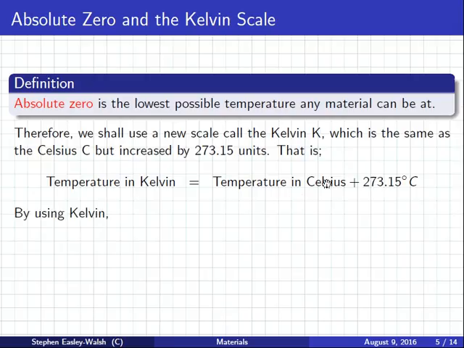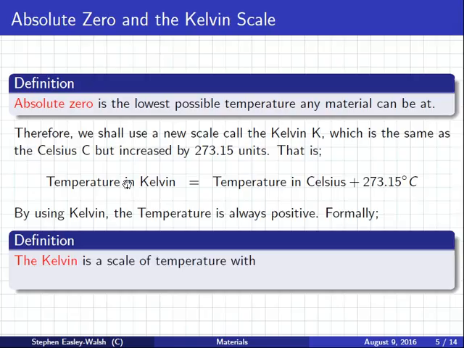The advantage of using this is that the temperature is always a positive number, and actually what would be the smallest temperature in Kelvin? It would be zero then. Because what's the smallest temperature in Celsius? Minus 273. So minus 273 plus 273 is zero then.